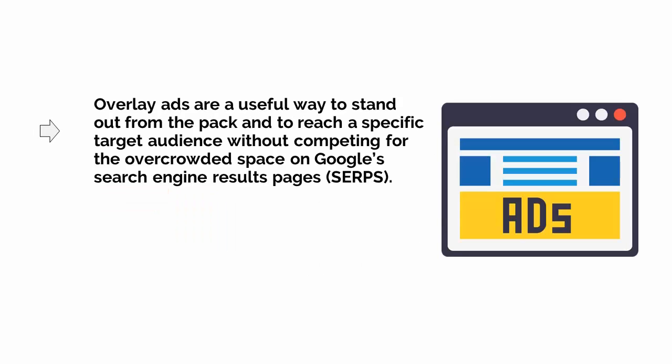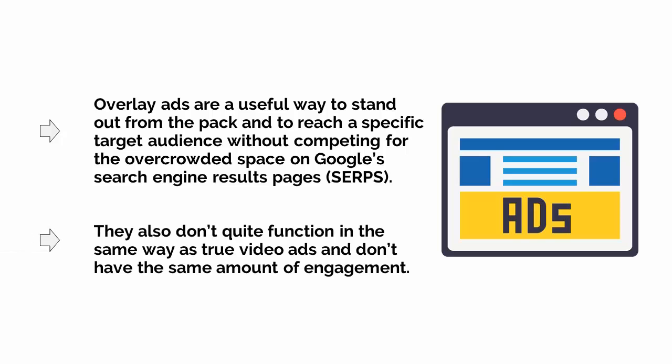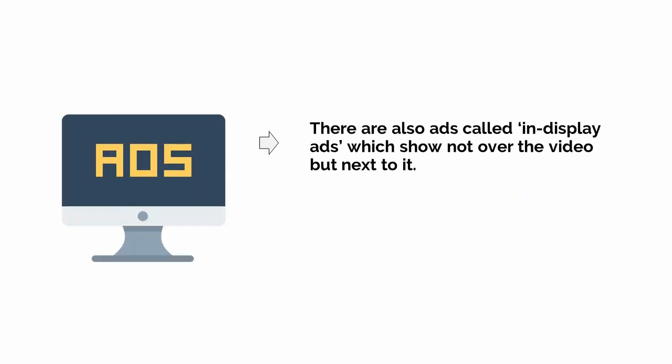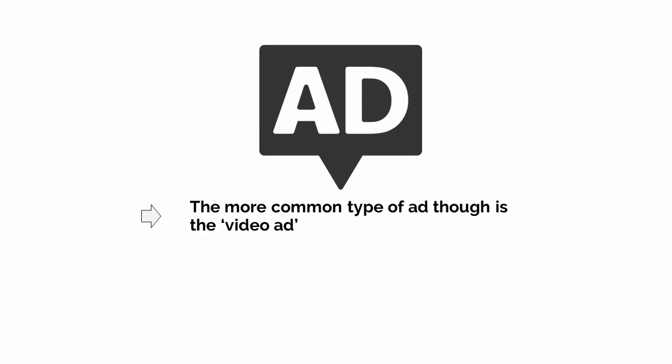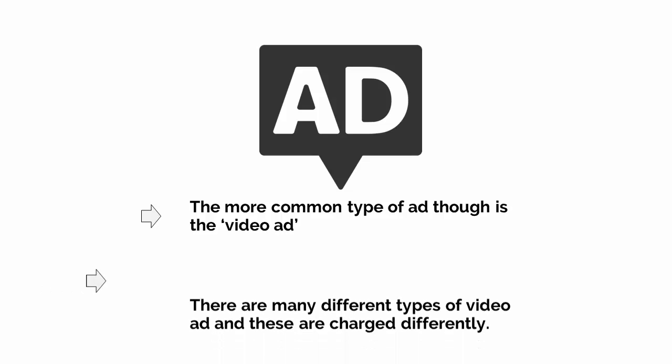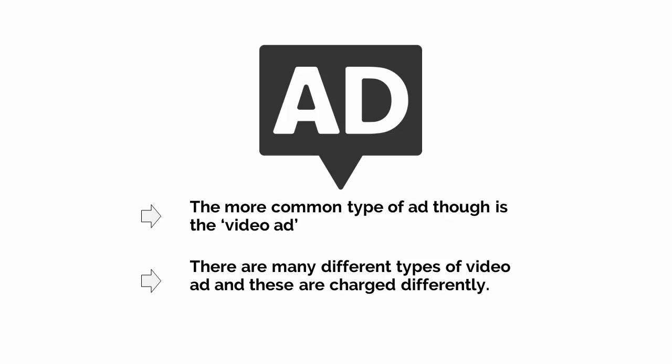Overlay ads are a useful way to stand out from the pack and to reach a specific target audience without competing for the overcrowded space on Google's search engine results pages, SERPs. That said, though, they also don't quite function in the same way as true video ads and don't have the same amount of engagement. Then there are the so-called in-display ads, which show not over the video, but next to it. These will appear right next to the feature video. The more common type of ad, though, is the video ad, and this is what this video series is mainly focused on. There are many different types of video ads, and these are charged differently, but we'll look at this in more detail later on. For now, though, we'll focus on how you select your ad and set it up.